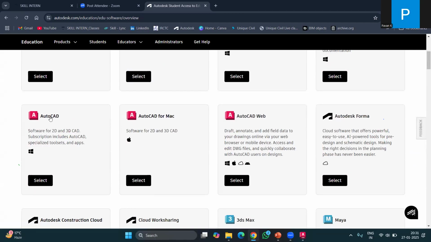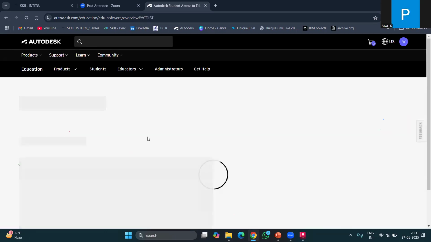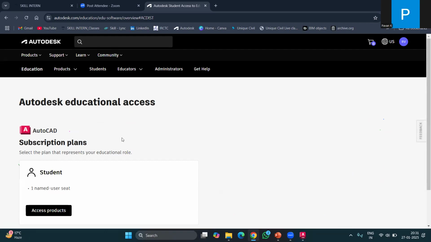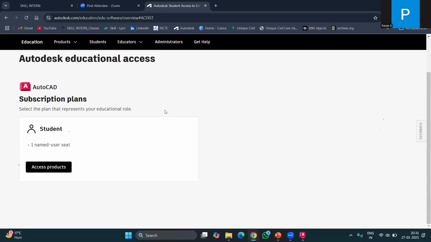Just click on this, select it, and it will ask you for the version. So you just install the latest version, 25. Every year it gives an update, smaller or whatever, but a new version is released every year in March or April. Then access the product, and it will get installed by default. It will download and take some time to install.